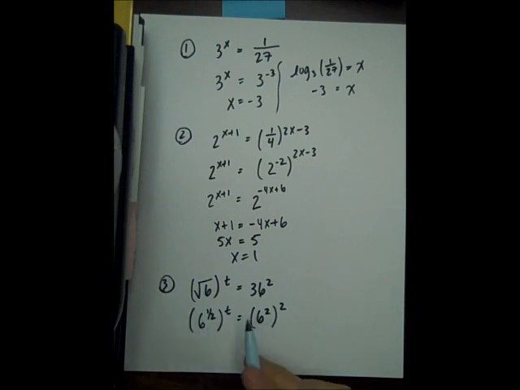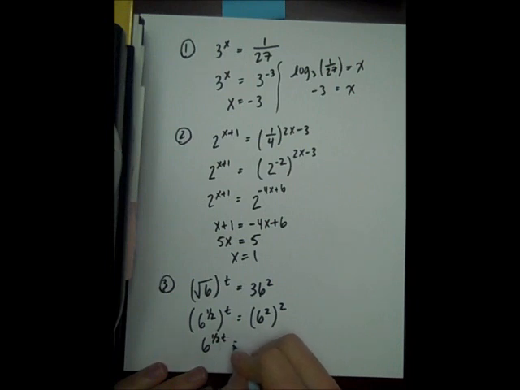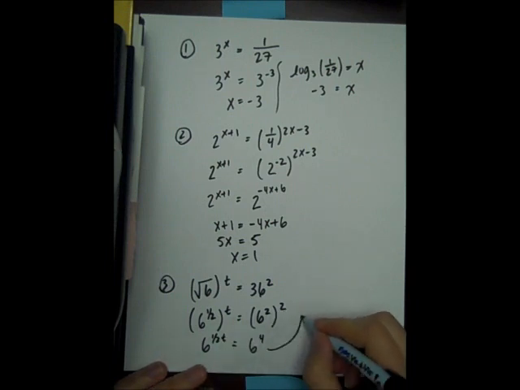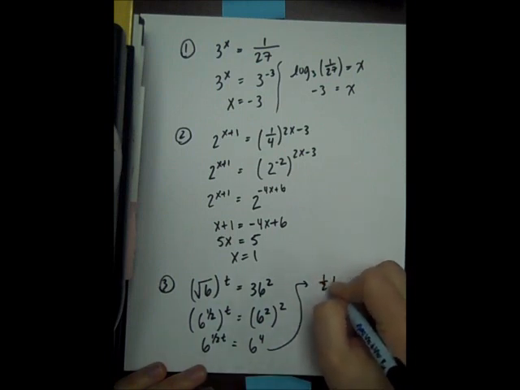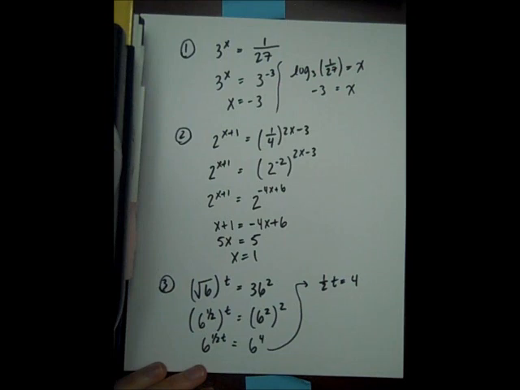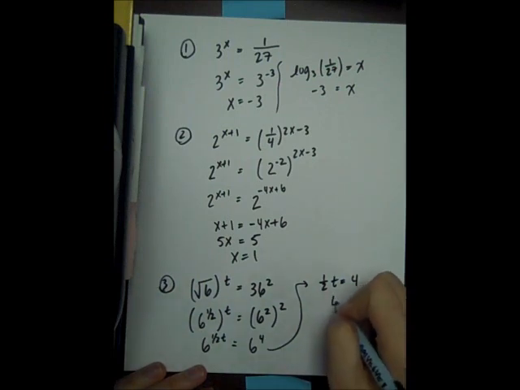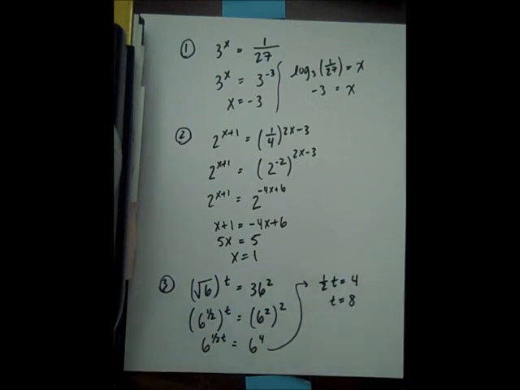So I wrote everything in terms of 6, and now I have a power to a power, so 6 to the 1/2 t is going to be 6 to the 4th. I multiplied these two, write this up here, and now I have the same base, so I set my exponents equal. So 1/2 t is equal to 4, which means t is equal to 8.